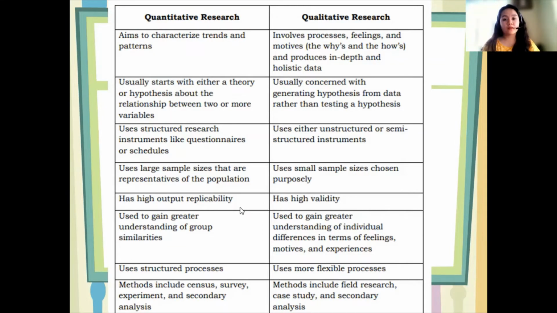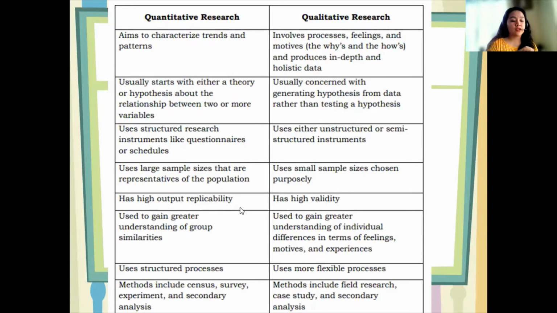What is the relationship between the tardiness of the online student to their internet connection? Ganun. Then, ang lalabas dyan is numerical. In qualitative research, usually concerned with generating hypotheses from data rather than testing a data. So, in qualitative research, dahil sentence or words ang lumalabas sa gathered data mo, you generate hypothesis. Generate meaning, nakakabuo ka ng hypothesis. But in quantitative, tinitest mo yung hypothesis.